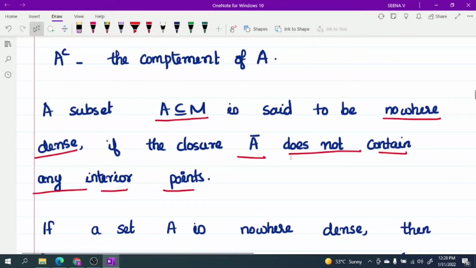A is said to be nowhere dense if A closure does not contain any interior point. A closure means what? The set of all points of A and the union of its limit points. Okay. So if that does not contain any interior point, then that set is said to be nowhere dense.